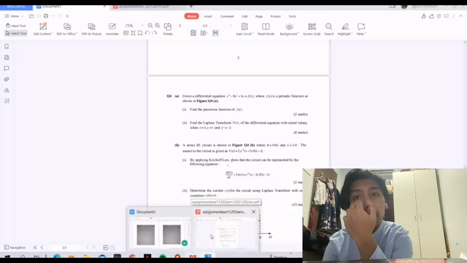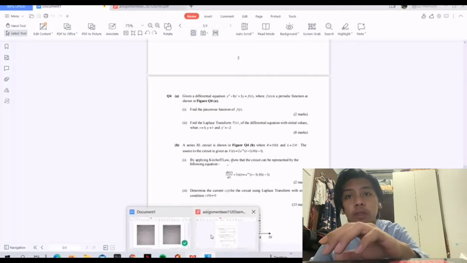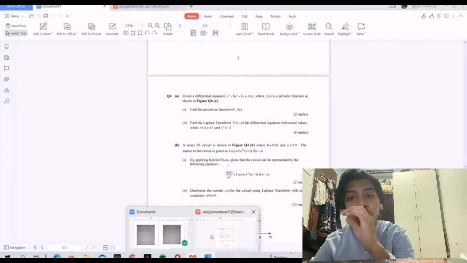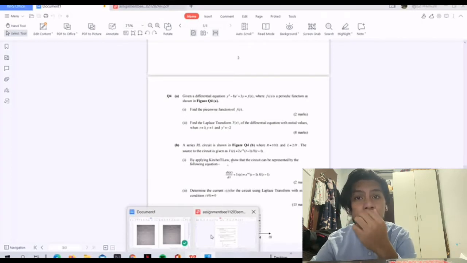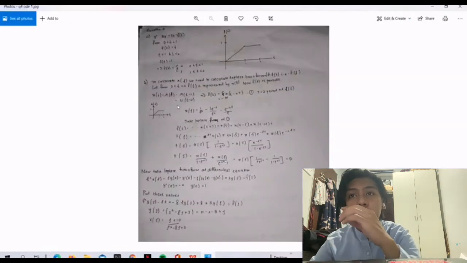First of all, from the given question 4a, given the differential equation y double prime minus 8y prime plus 3y equals f(t). The first question asks us to find the piecewise function of f(t), and then we have to find the Laplace transform Y(s) of the differential equation with initial values when t is equal to 0, y equals 1, and y prime equals negative 2.